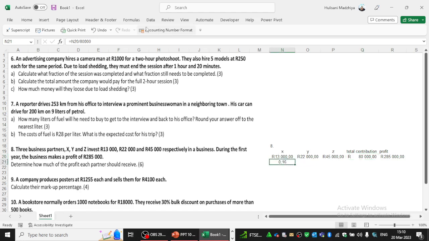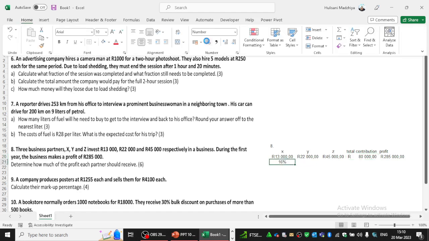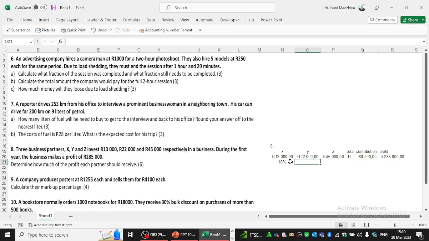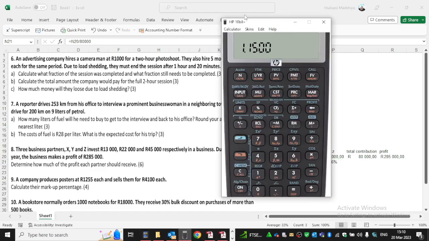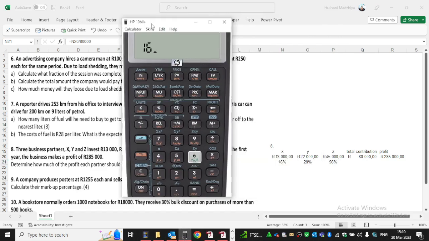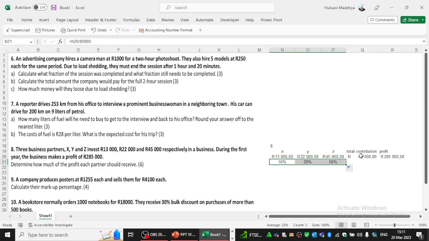So this one contributed the following as a percentage. He contributed 16%, and therefore this one, 22 over 80, contributed 28%, and therefore this guy contributed 56%. If we use our financial calculator and say 16 plus 28 plus 56, these have to add up to 100%. So these are the guys' contribution towards the company: 16%, 28%, 56% based on the total contribution of 80,000 that they contributed.